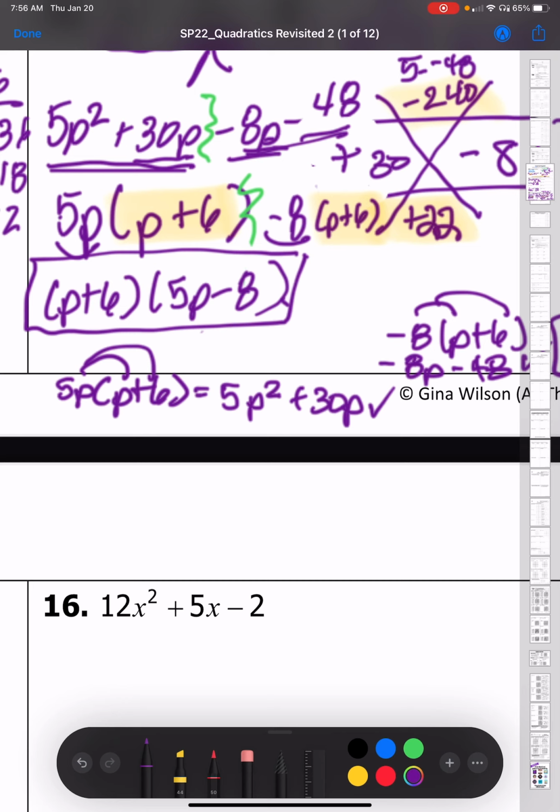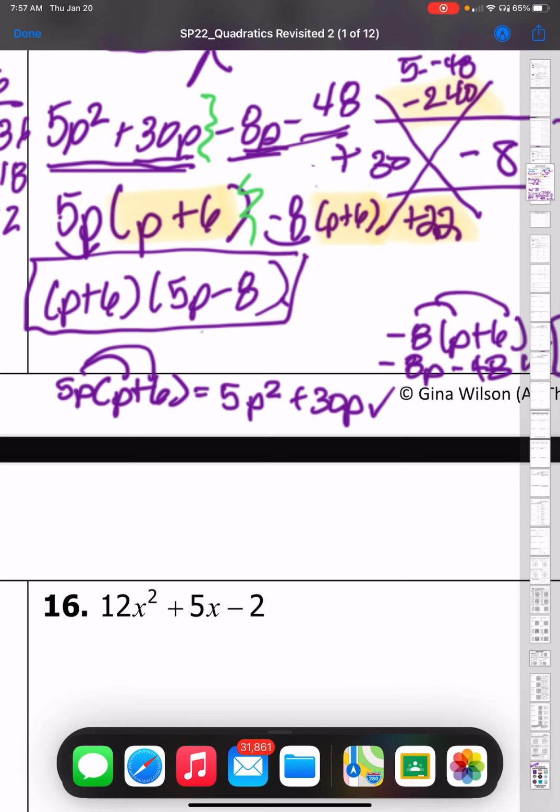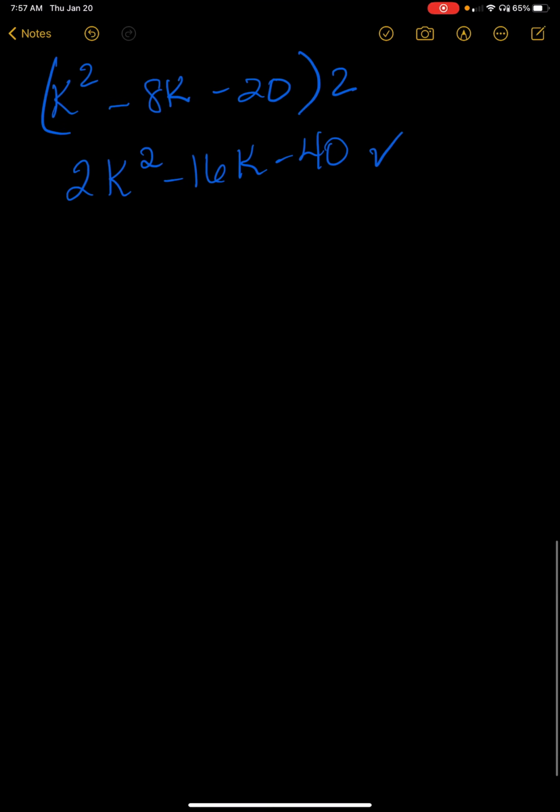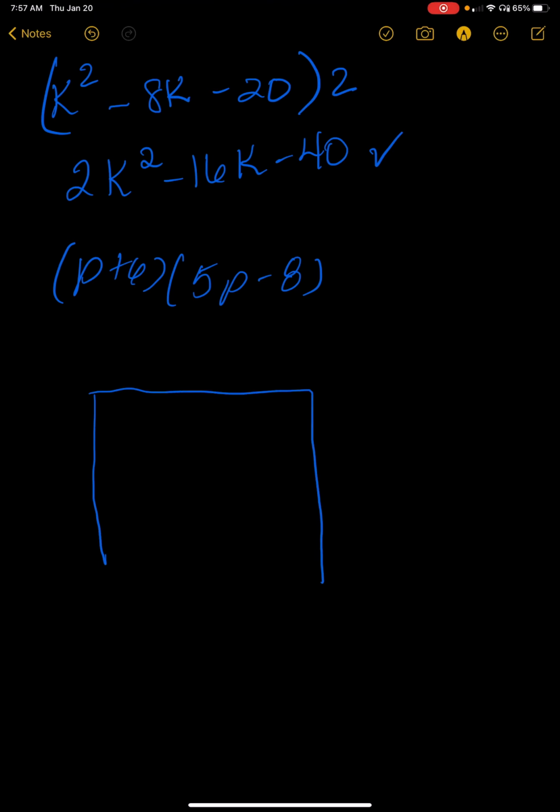Now you can check this to make sure that you come back to the exact same trinomial that we started with. And the way that we would do that is exactly the way that we were doing yesterday. So p plus 6 times 5p minus 8. Put it in our area model. P plus 6, 5p minus 8.